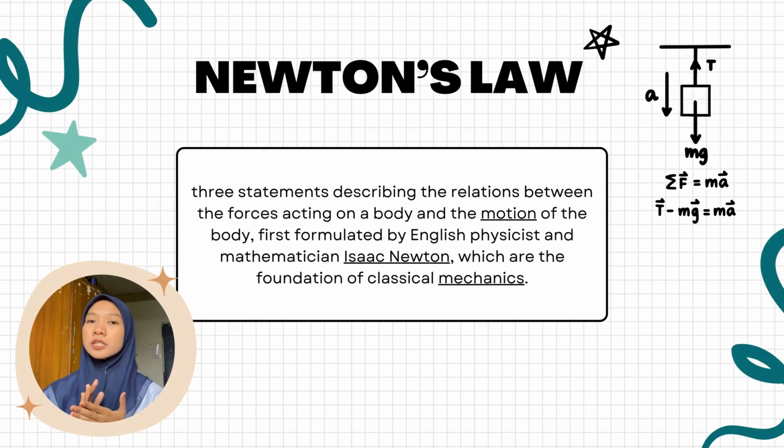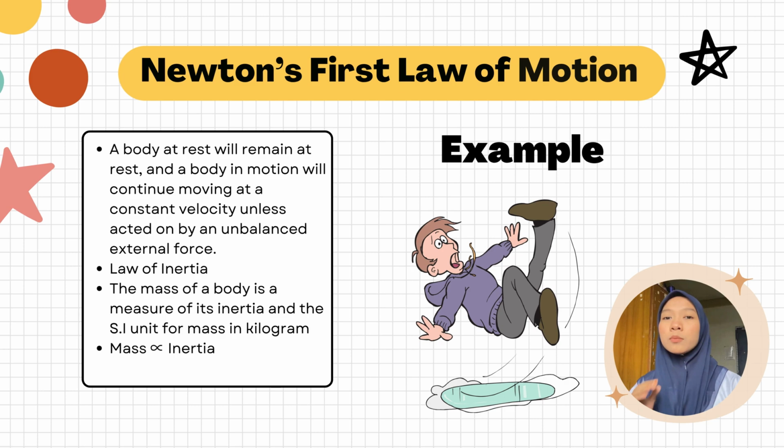Newton's laws of motion are three statements describing the relations between the force acting on a body and the motion of the body, first formulated by English physicist and mathematician Isaac Newton, which are the foundation of classical mechanics. We move to Newton's first law of motion.